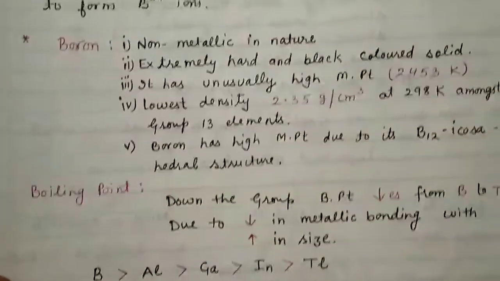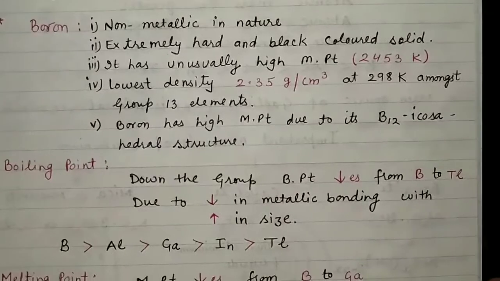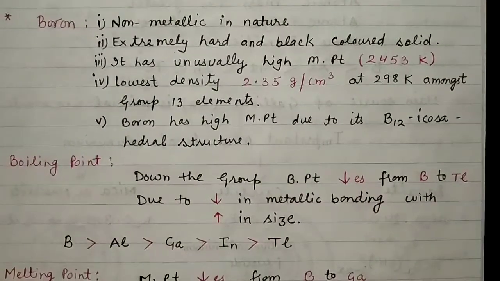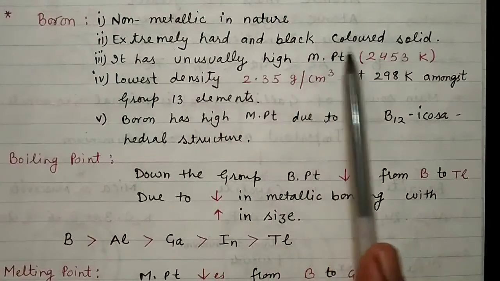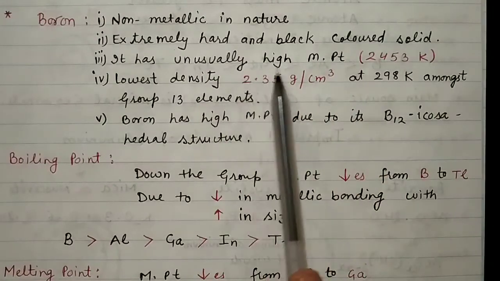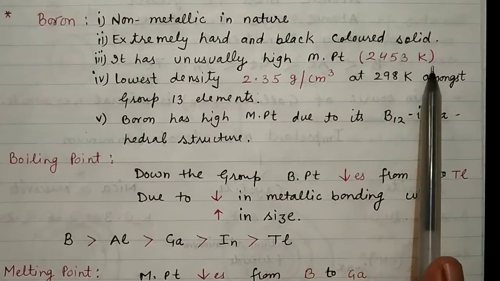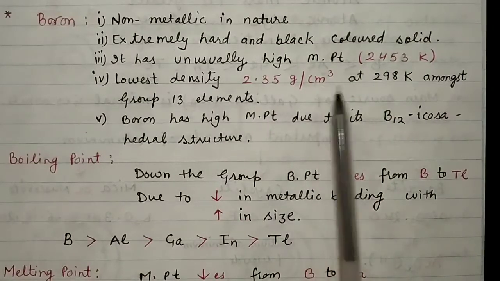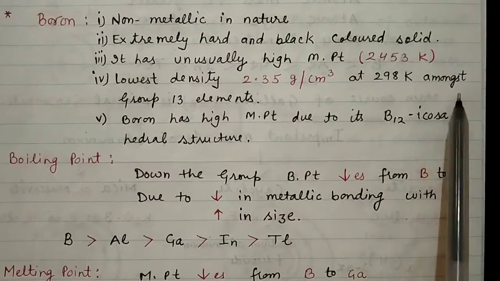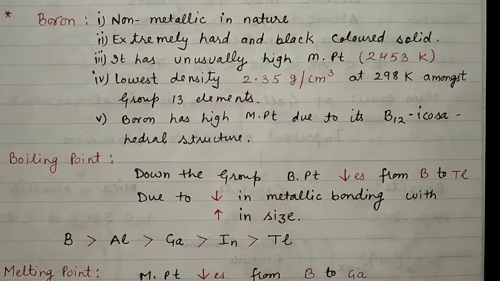Now if we look over the boron, it is non-metallic in nature. Boron is extremely hard and black colored solid. It has unusually high melting point 2453 Kelvin, and lowest density 2.35 gram per centimeter cube at 298 Kelvin amongst group 13 elements. Now question is why the boron has the highest melting point?